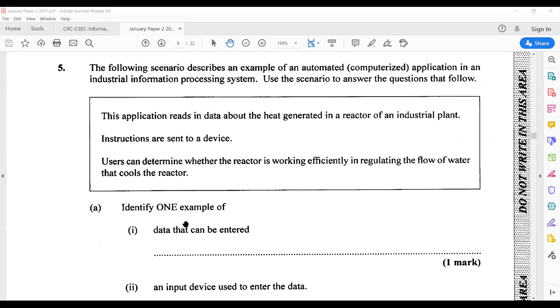Based on that, identify one example of data that can be entered. So what is, in other words, what is data that is input? Okay, remember the application reads data about heat generated in the reactor. So what is it going to read? How do you measure heat? What is used to measure heat? How do you know? Correct. Yes, temperature, right? So data that can be entered is temperature of the heat generated.